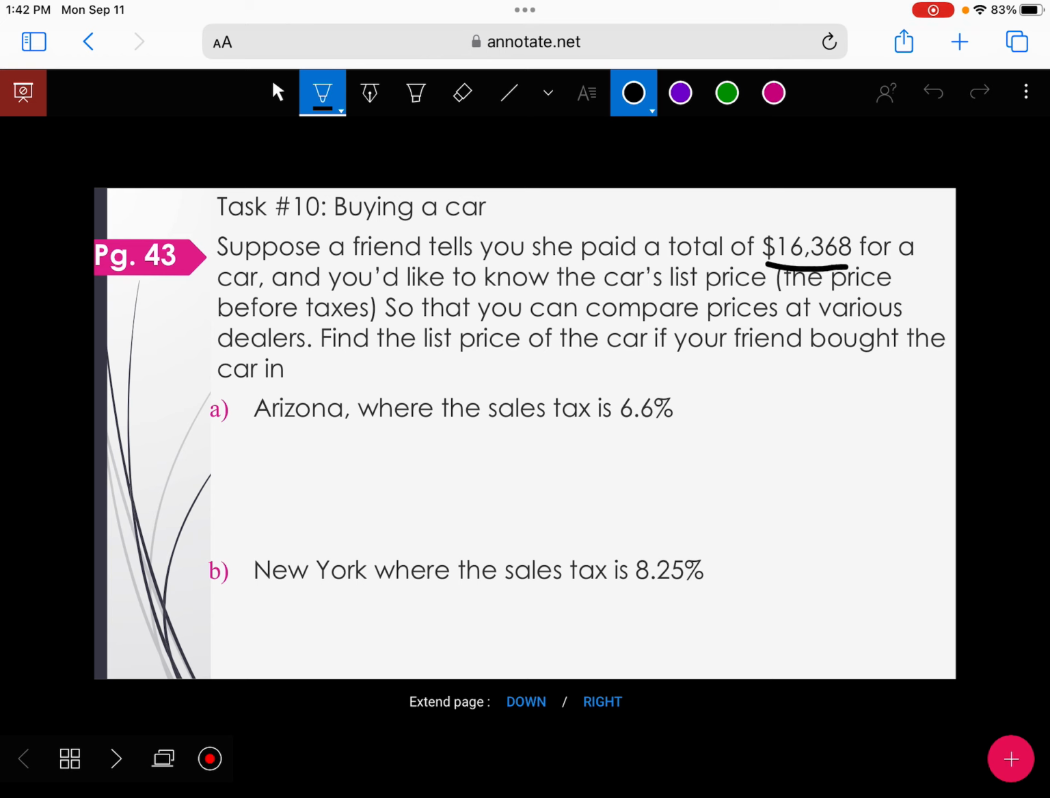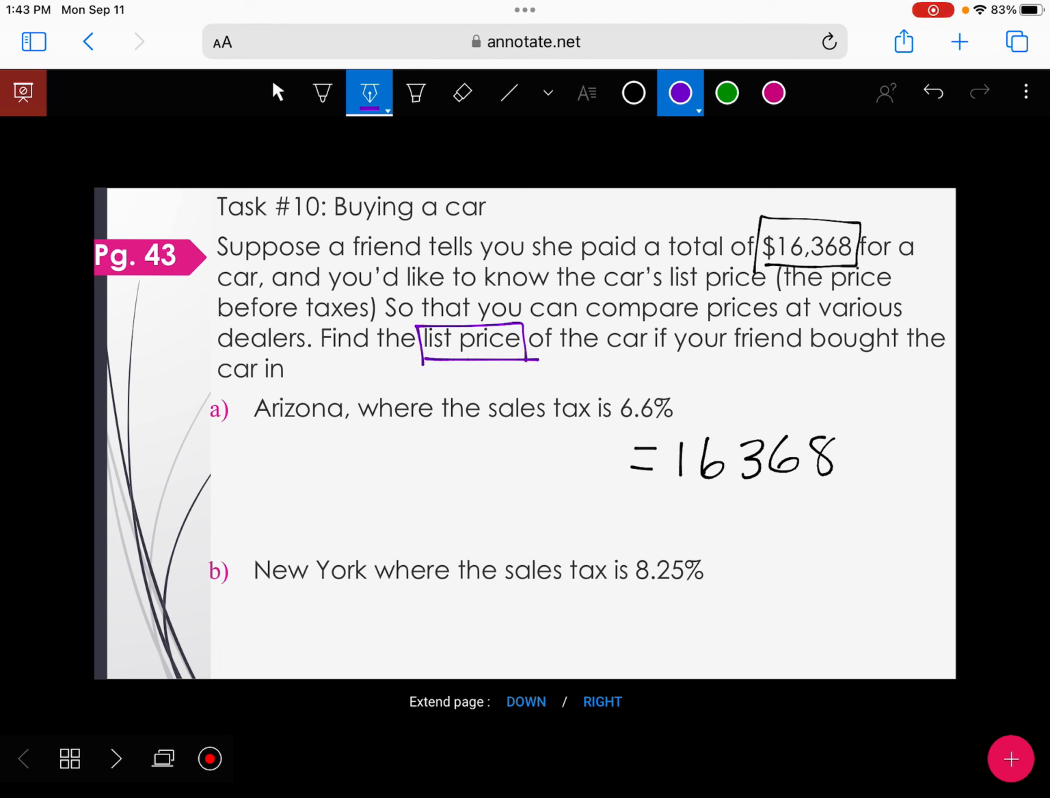We need this to be the total left after they've paid the 6.6%. So if we set it up as an equation, it's going to equal 16,368. What is going to equal 16,368? If we're finding the price, that's what we don't know. So it can be X, or you can do P, whatever works for you.